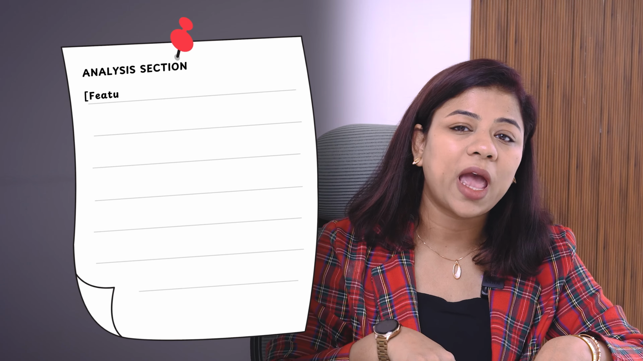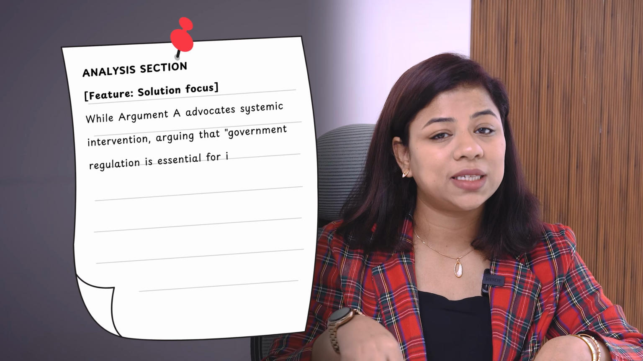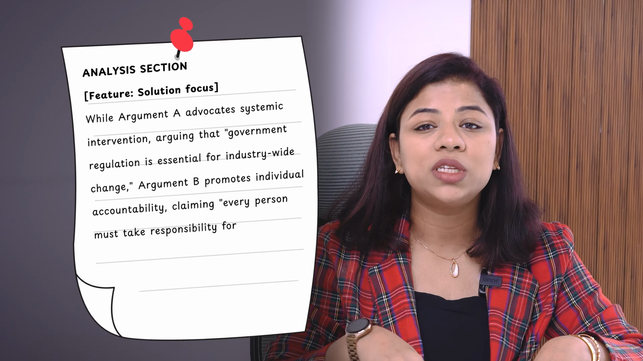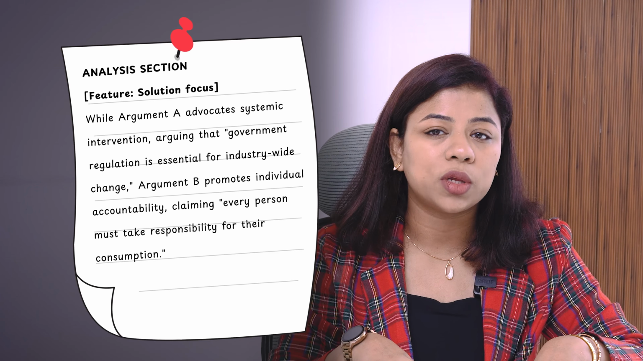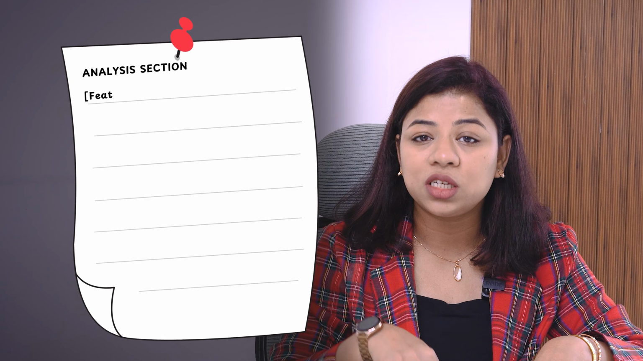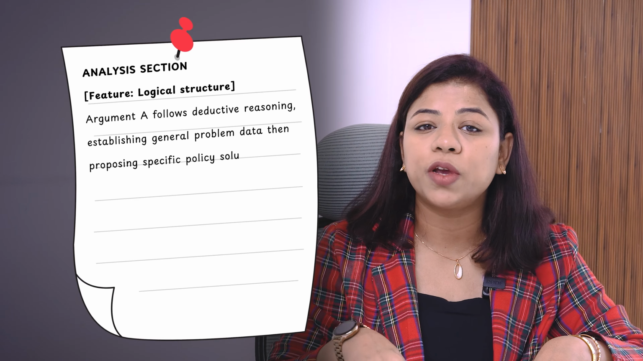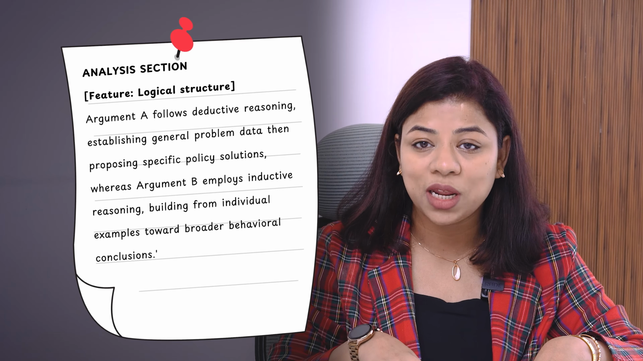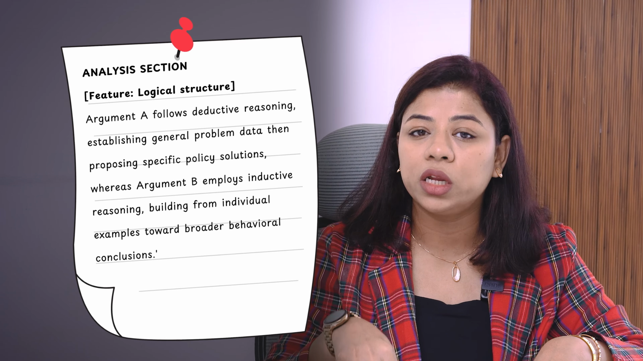While argument A advocates systematic intervention, arguing that government regulation is essential for industry-wide change, argument B promotes individual accountability, claiming every person must take responsibility for their consumption. Argument A follows deductive reasoning, establishing general problem data, then proposing specific policy solutions, whereas argument B employs inductive reasoning, building from individual examples towards broader behavioral conclusions.